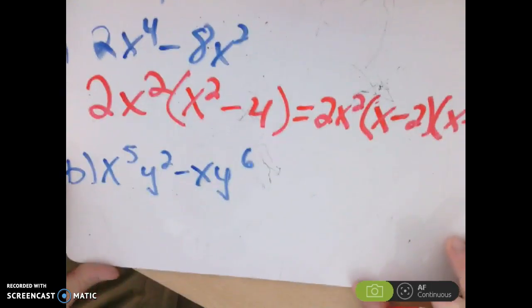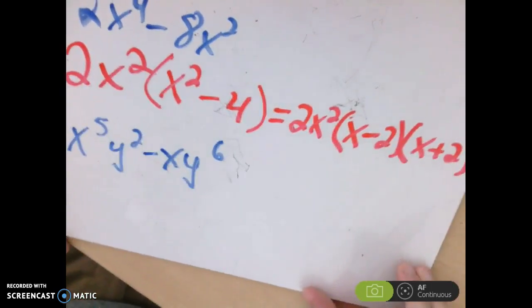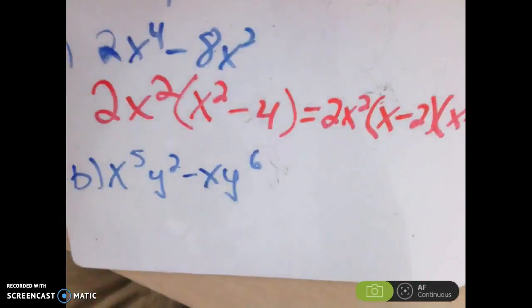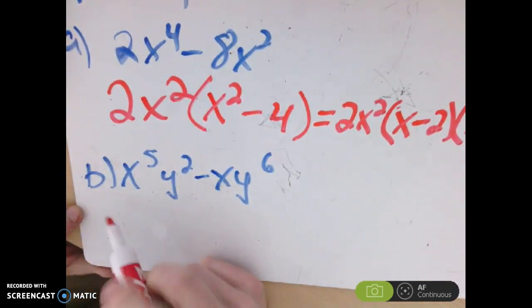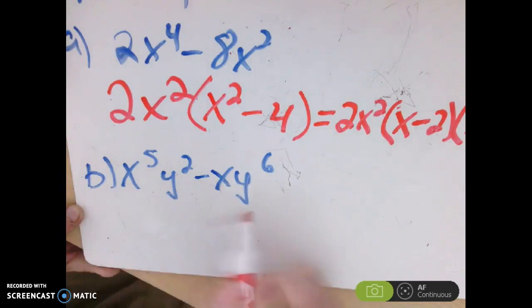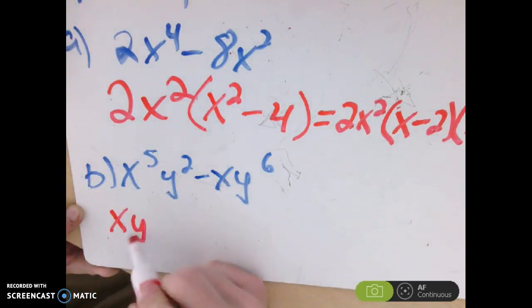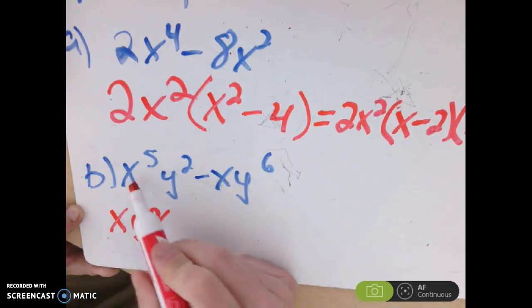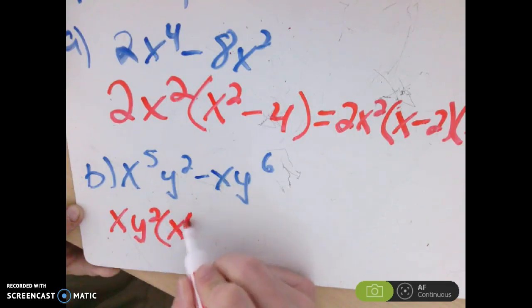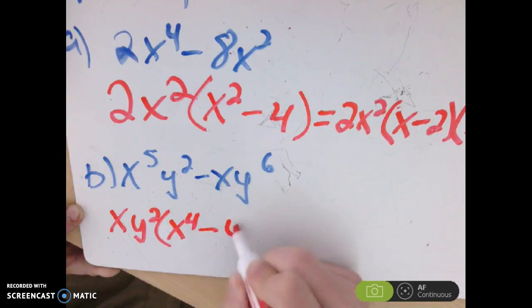Okay, and then again on B, let's see if I have a similar type of thing. I have a GCF that I can take out. I have an x in both of them. My lowest power of x is just x. I have a y that I can take out. My lowest power of y is y squared. So if I take that out, over here I'm left with x to the 4th, and over here, I'm left with y to the 4th.